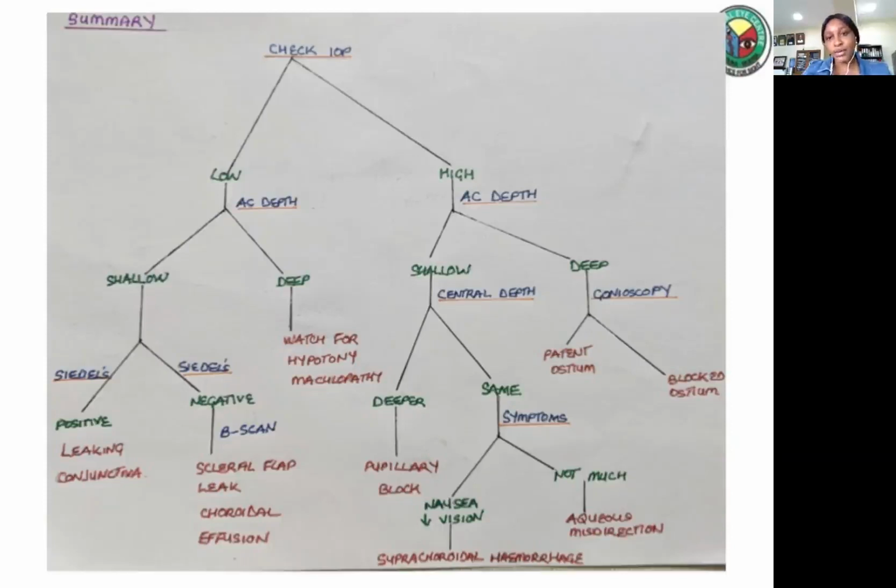Also, if the IOP is high and the AC is deep, you do gonioscopy, then you check whether there's a patent ostium or a blocked ostium with your gonioscopy. If the ostium is blocked, then it's a vascularized bleb. But if it's patent, then you'll be thinking of an encapsulated bleb.